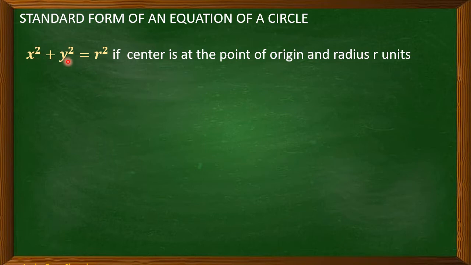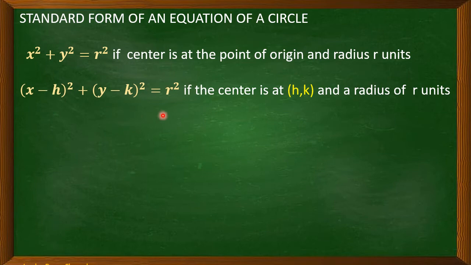x squared plus y squared is equal to r squared is the standard form of an equation of a circle if the center is at the point of origin, meaning the coordinates are at (0, 0), and the radius is r units.